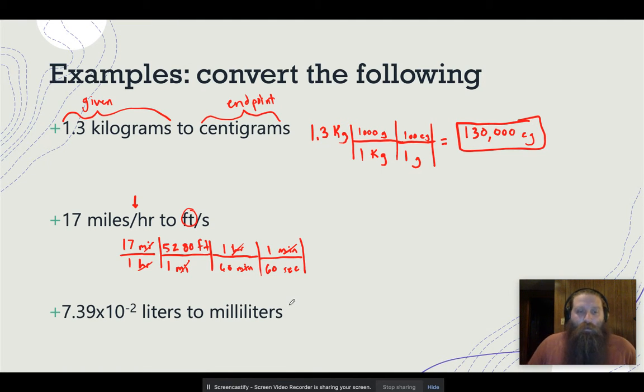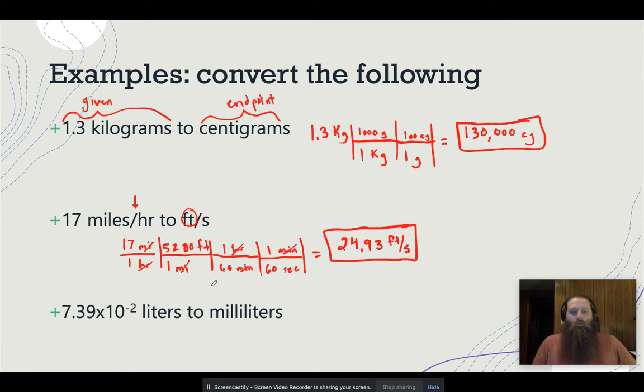So now I'm just going to multiply and divide. I'm going to put in my calculator all at once: 17 times 5,280 divided by 60 divided by 60. That's going to give me 24.93 repeating feet per second. There we go. All right, well, what if we end up with scientific notation?